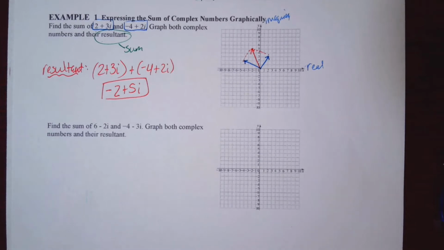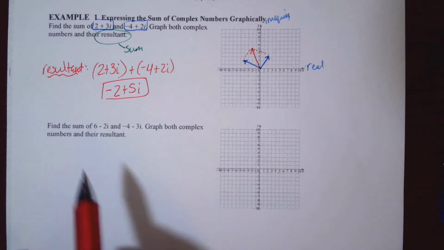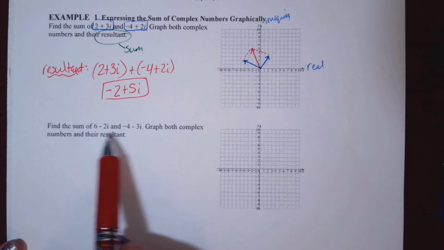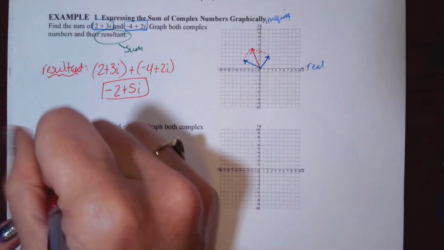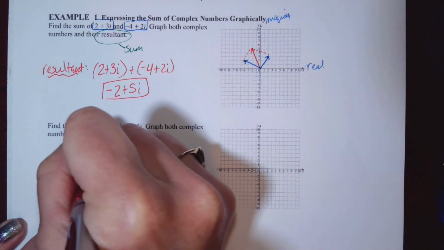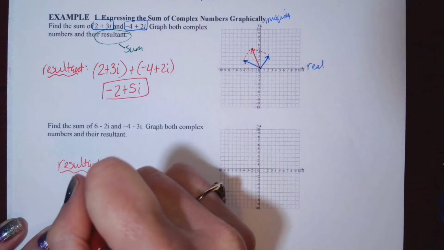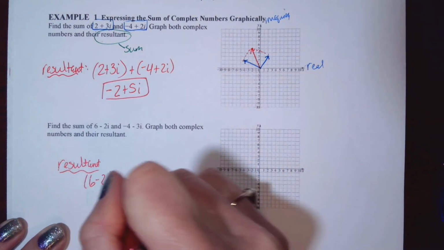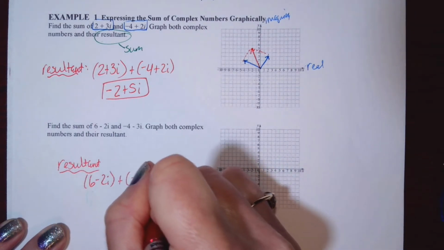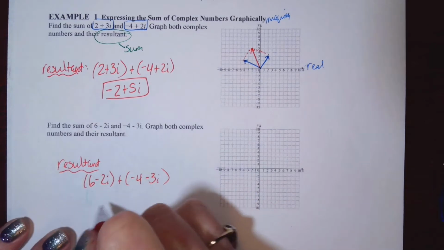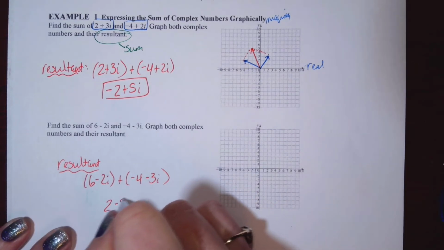Okay, so practice on this next one. Pause the video. You're going to do the same things. You're going to graph each of the original complex numbers, and then you're going to find and graph the resultant. Pause the video, see how you can do it on your own, and then come back to see if it matches mine.